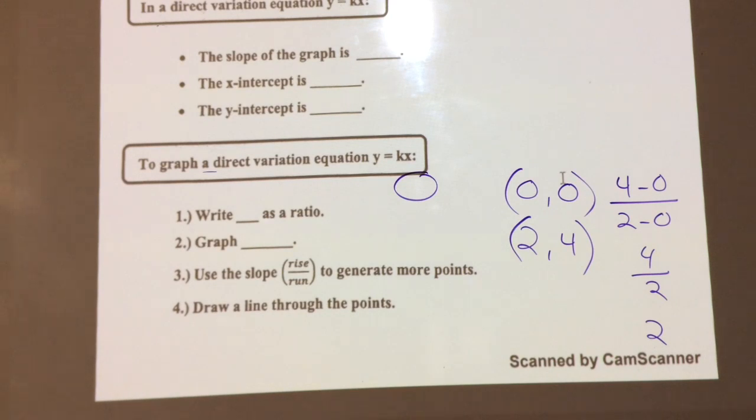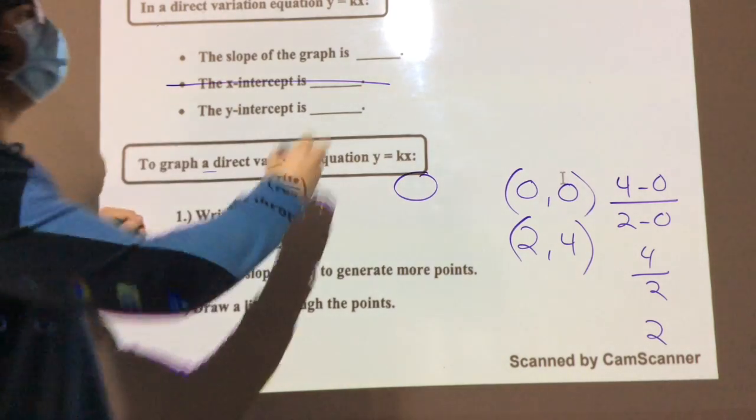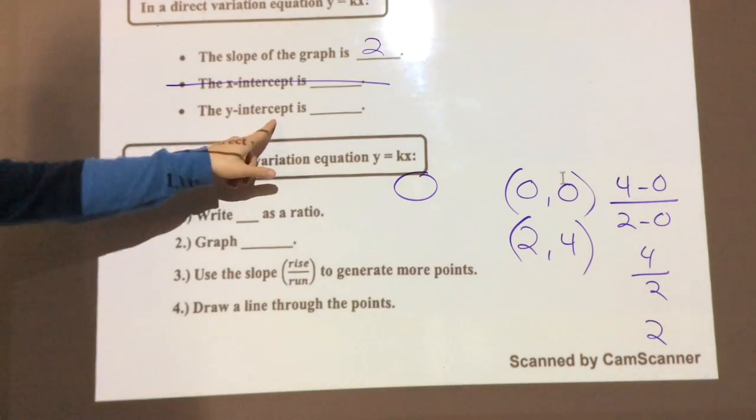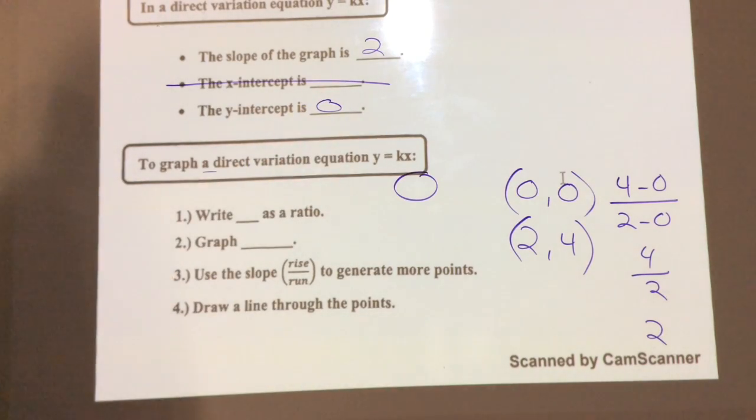Okay, so the slope of the graph is 2. Then it asks for the x-intercept and the y-intercept. Now, I don't want to talk about x-intercept. That's not really important at this time. But the slope of the graph, which is 2, and the y-intercept is 0 because we go through the origin. Is everybody okay with that statement so far?